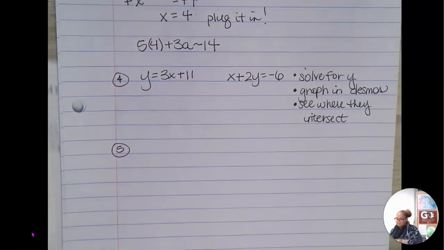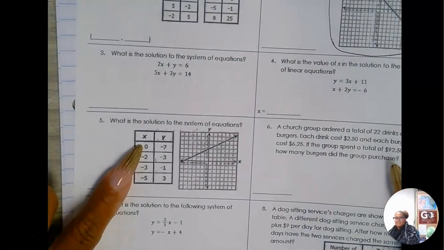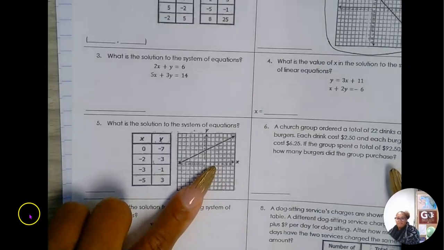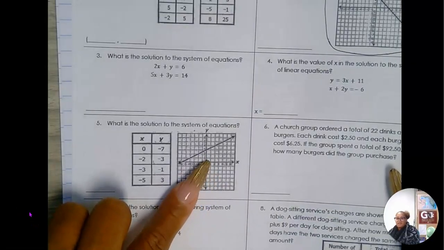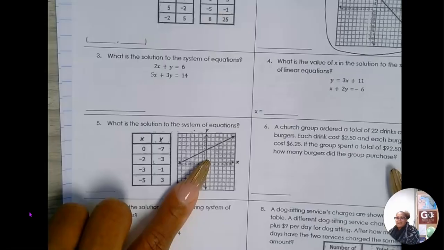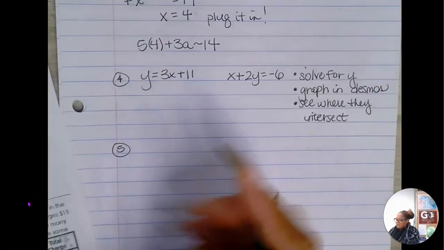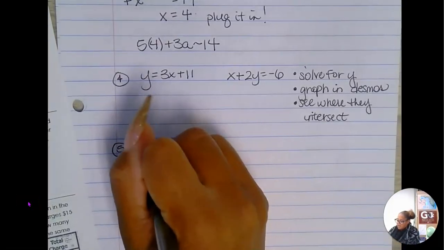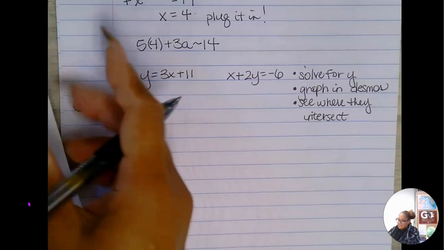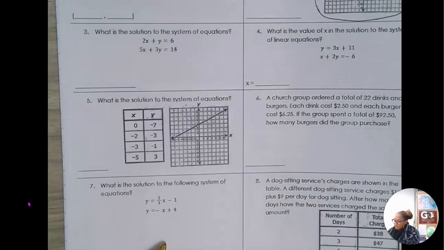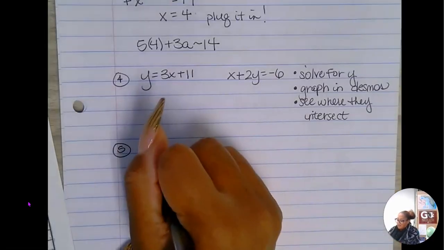Number 5. It gives me a table here and a graph. Let's do the hard part first. Let's knock that out. What do I need to take from this graph? The y-intercept, always. That's the easiest point most of the time. x, y is 0, 3. Good. Now I need another friendly point on that line.